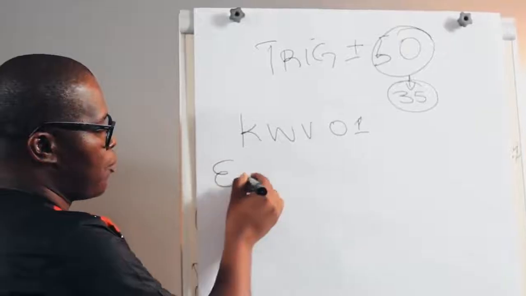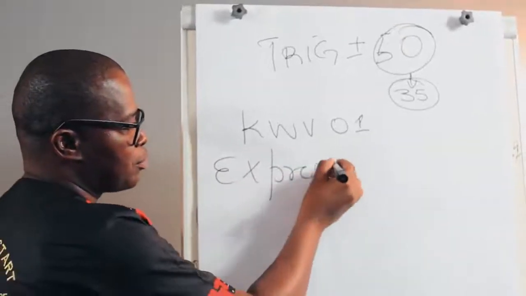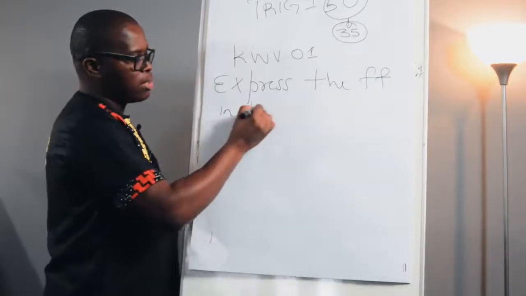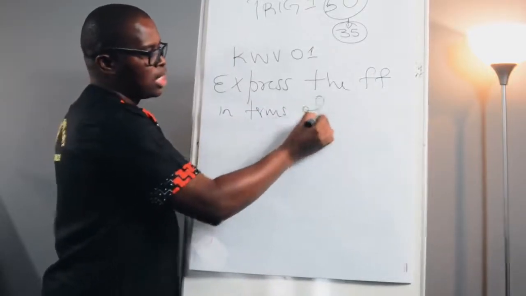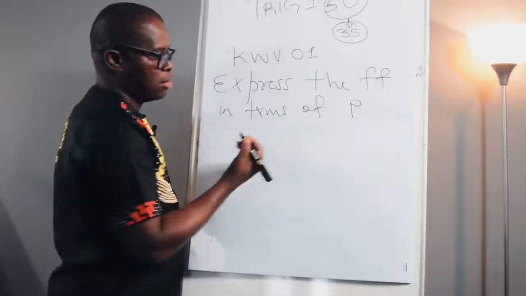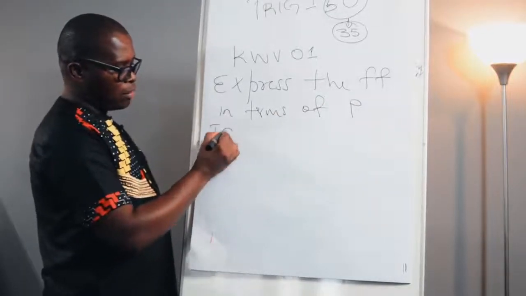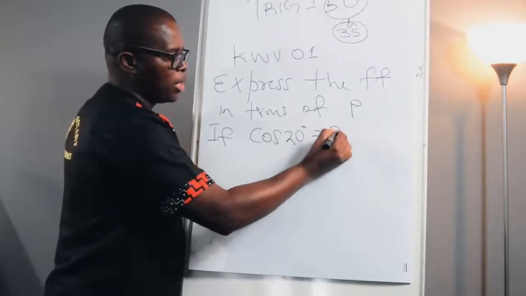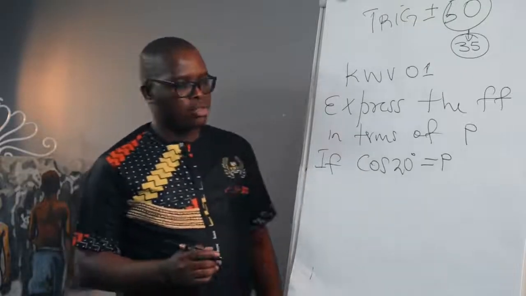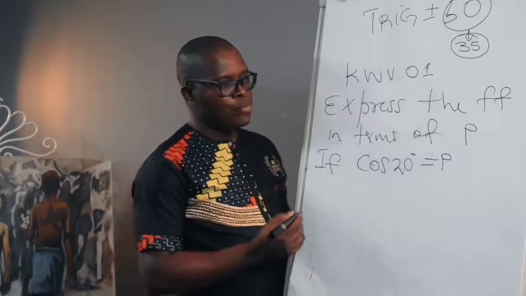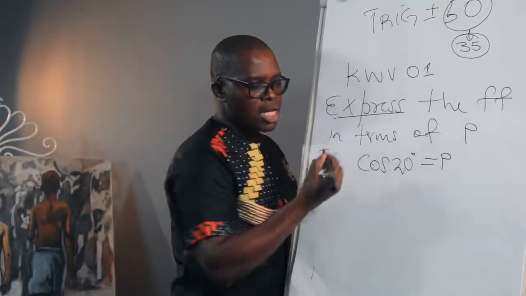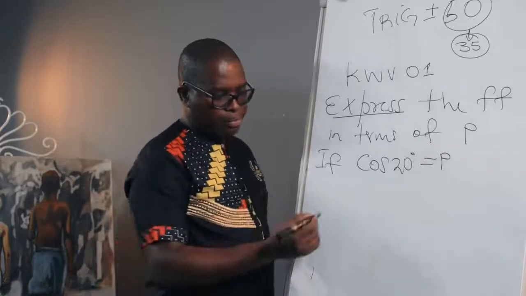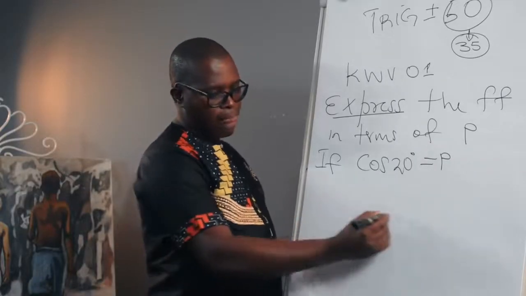express the following in terms of any variable. Let's say in this case in terms of P. If cos 20, for example, is equal to P, then this is the first question. So what you must look at, if the question says express in terms of, you must know that you draw a right angle triangle. So let's look at what happens.